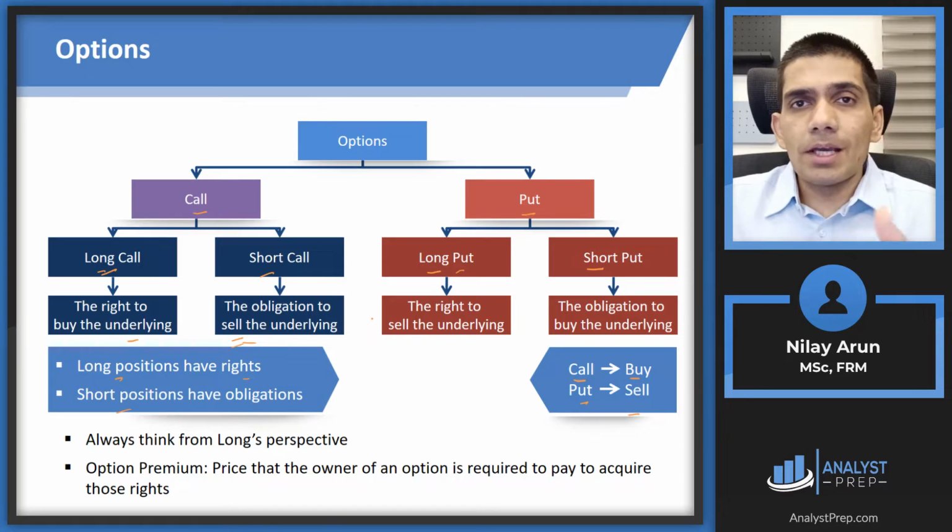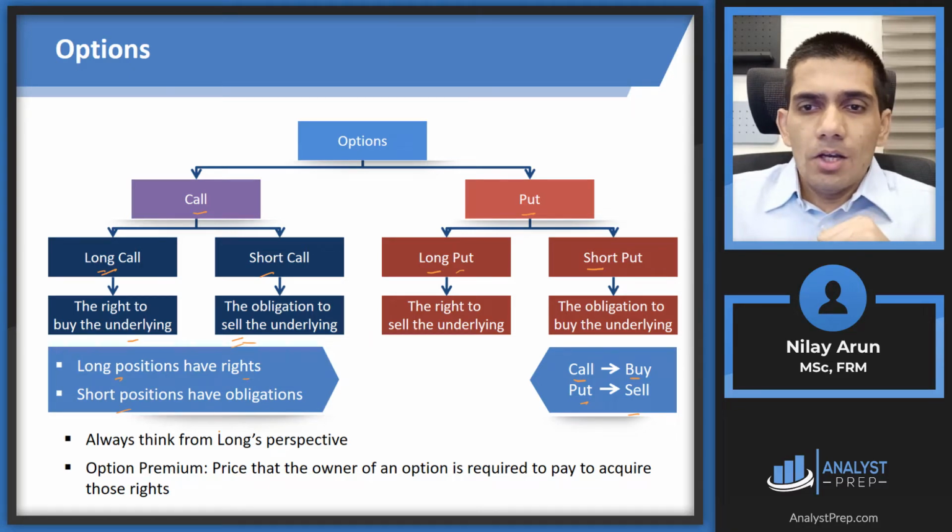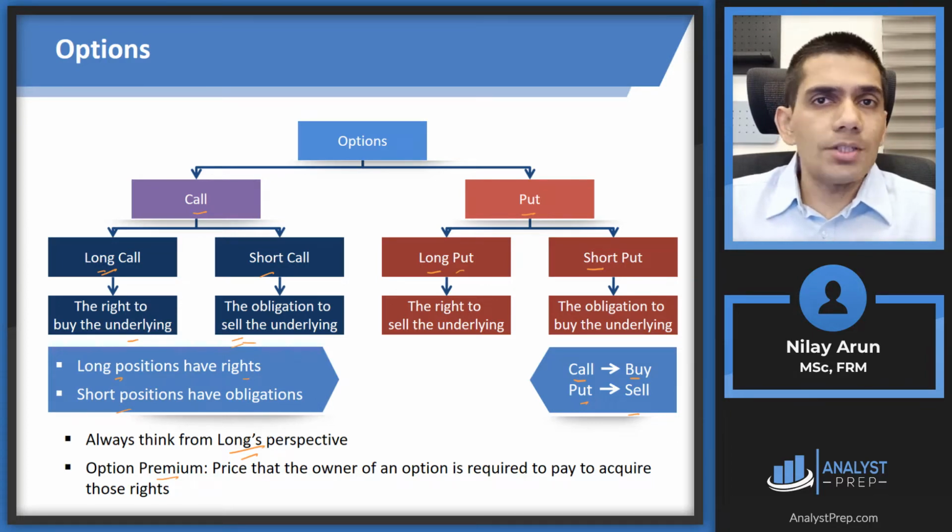So the four basic kind of exposures which you could have. So always think from long's perspective. That's the first rule which we have to follow. Now option premium essentially is something which is also called the option price. So that is the amount which you need to pay upfront if you want to purchase that right, whether it's for buying or selling the underlying.